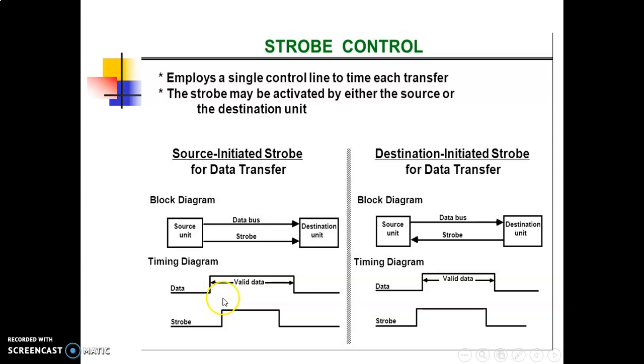Okay. The information on the data bus and the strobe signal remain in the active state for a sufficient time period to allow the destination unit to receive the data. Okay, and this is one of the examples.